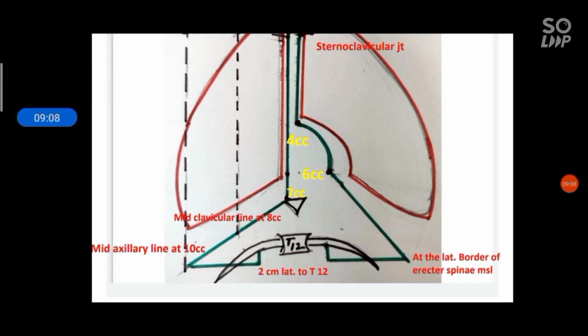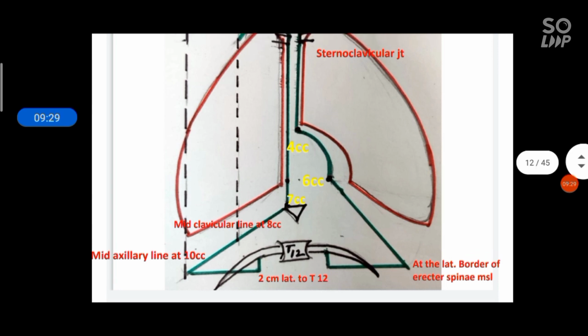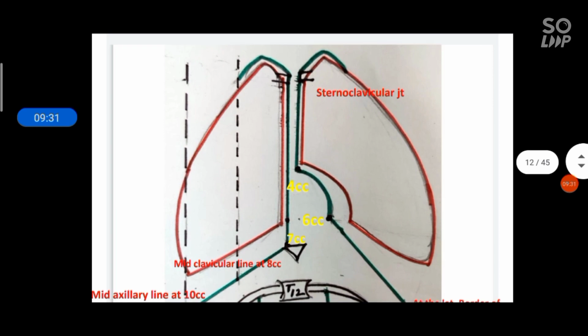And between the lung and the pleura there is a gap, the costodiaphragmatic recess. And on the left side you can see there is a cardiac notch. Here the pericardium is directly related to the anterior chest wall. This is the bare area of the heart. And the line shown in red color is the surface marking of the lung.